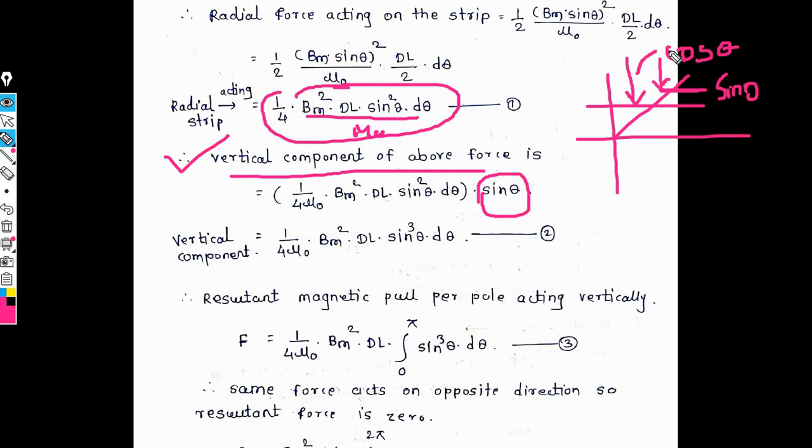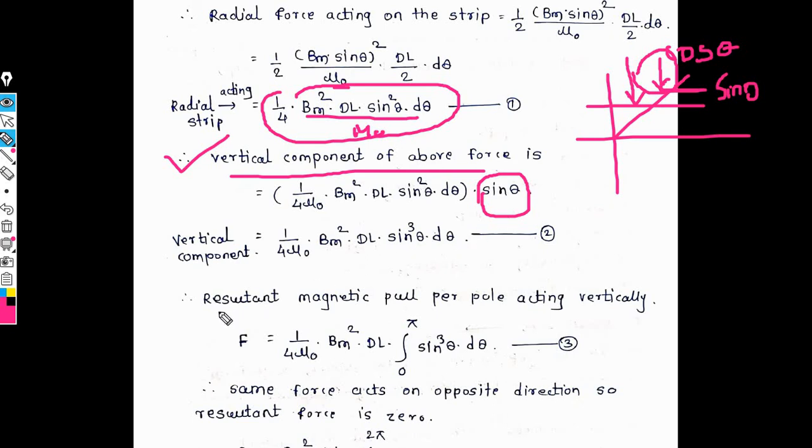That means we have calculated the vertical component, that is cos theta. This cos theta is perpendicular to the sine theta. Then we have multiplied by vertical component into sine theta. Then the vertical component is equal to 1 upon 4 into mu 0 into Vm square into dl into sine cube theta into d theta.